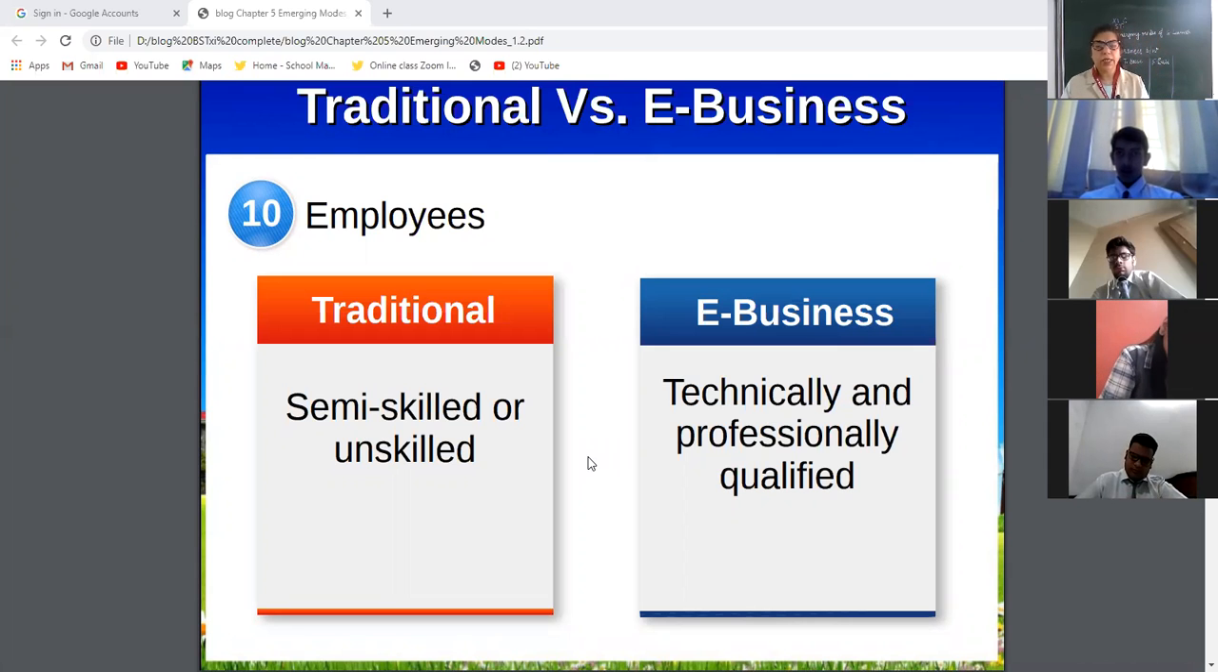Okay, now for e-business, technically or professionally qualified workers are required. Those persons who can handle the technical problems, handle the computers, handle the network system, those who are qualified for taking orders, supplying, delivering the goods, those persons are required in e-business.